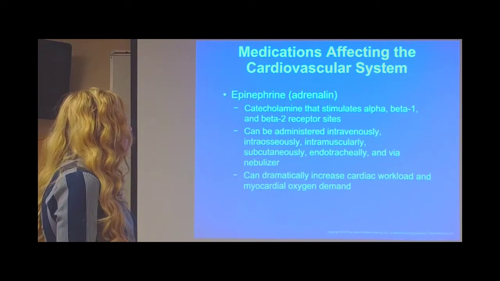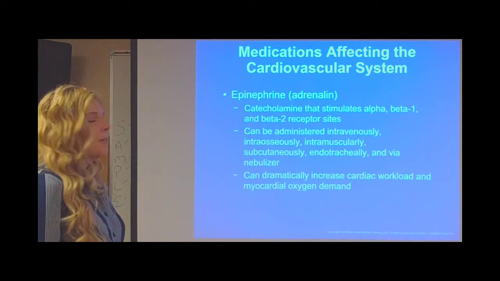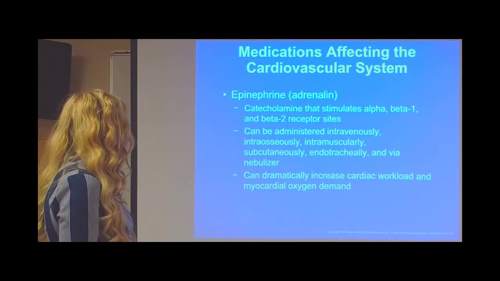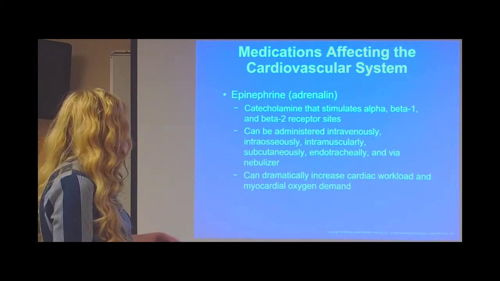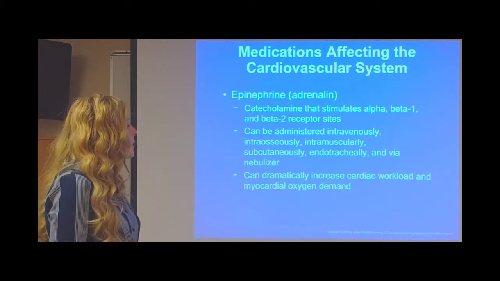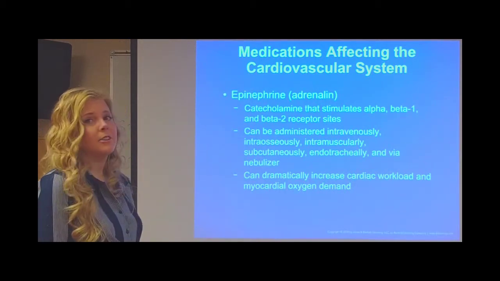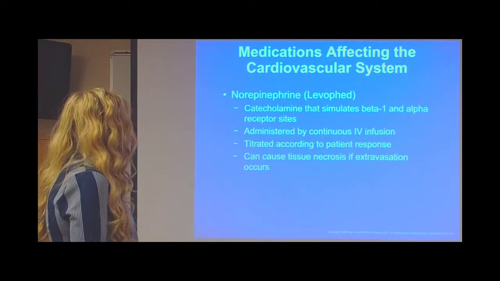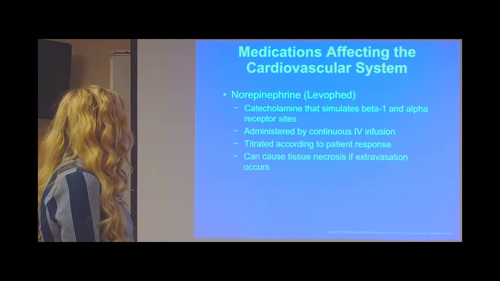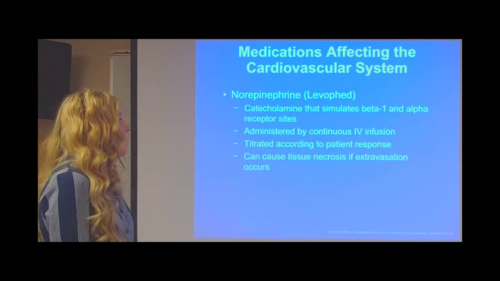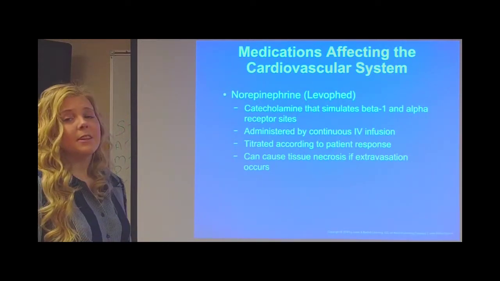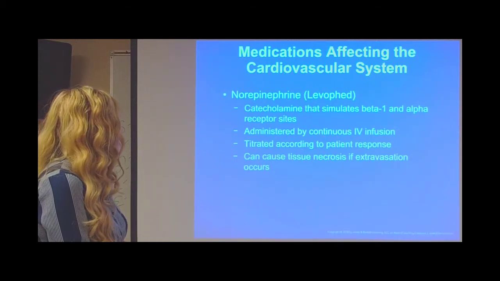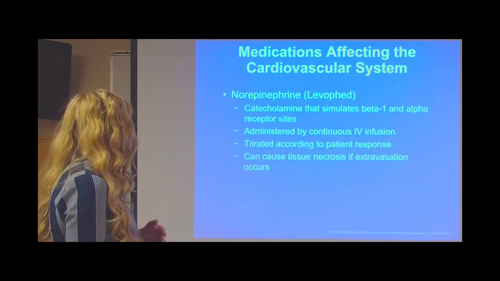Epinephrine or adrenaline, a catecholamine that stimulates that alpha-1, beta-1, and beta-2 receptor sites. They can be given IV, IO, IM, multiple different routes. Can increase the cardiac workload and increase the oxygen demand because they're affecting alpha and beta receptors and stimulating those. Norepinephrine or Levophed stimulates beta-1 and alpha receptors, is usually given continuous IV. It's really bad about causing extravasation typically, and is usually given in your critically ill patients.